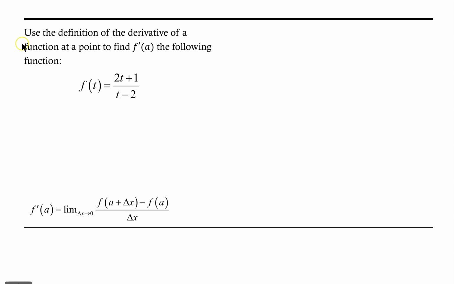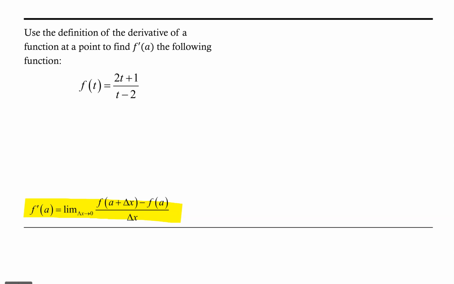Let's look at an example of how to use the definition of the derivative of a function at a point to find f prime of a for the following function. F of t equals the quantity 2t plus 1 over t minus 2. Recall that the definition for the derivative of a function at a point is here.